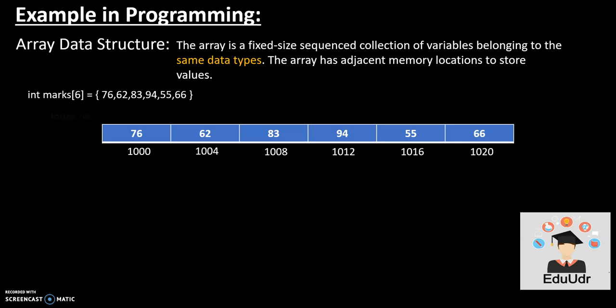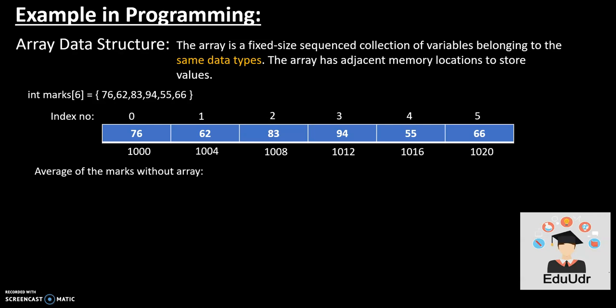And next, coming to the index numbers. An array in C++ starts with index 0 and ends with n minus 1. Like if we have 6 elements, then the index starts with 0 and ends with 5, as shown here. Now let's find the average of the 6 student marks.